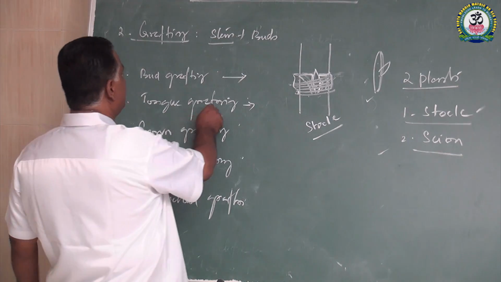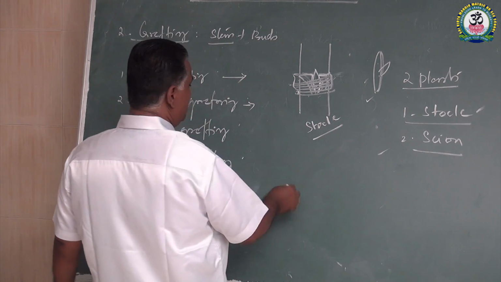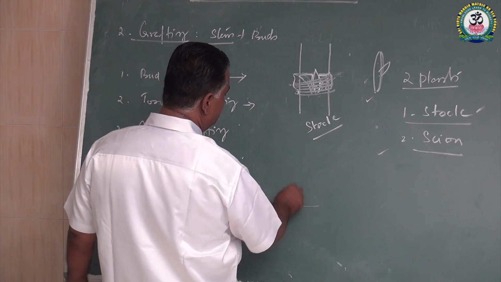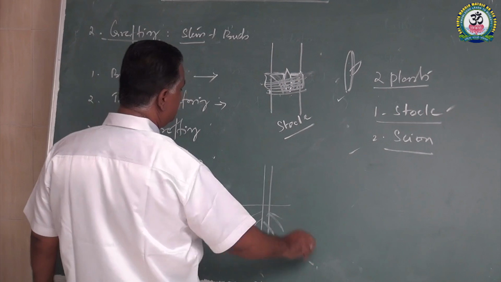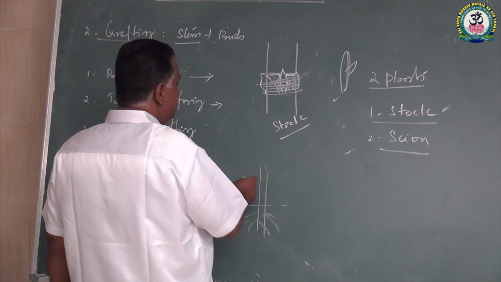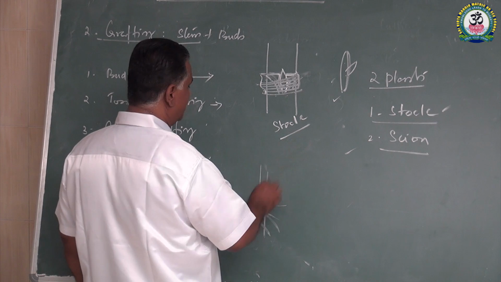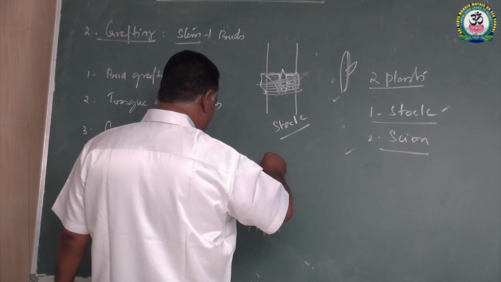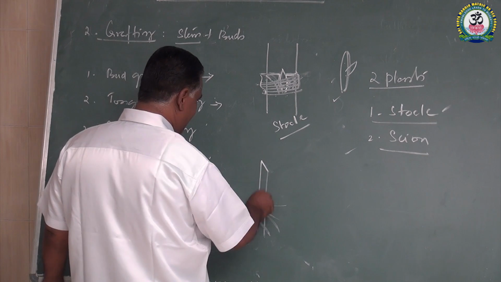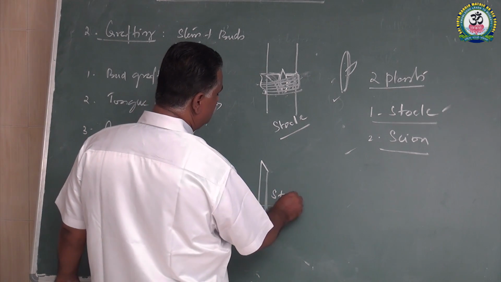Two plants are involved in tongue grafting also. One is called stalk, another is called scion. A plant with root is taken for the experiment, and its trunk, the plant 1 stalk and plant 2 scion, should be of the same thickness, and its stem is cut slantingly like this. And another plant, this is stalk.